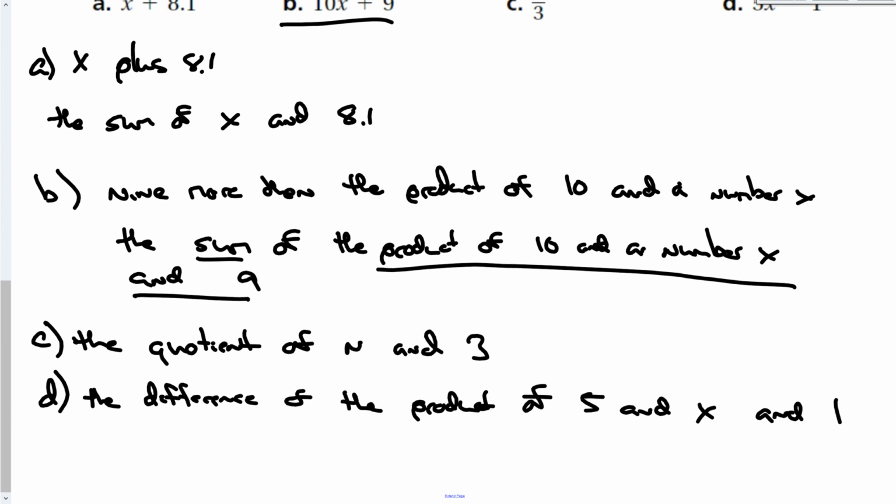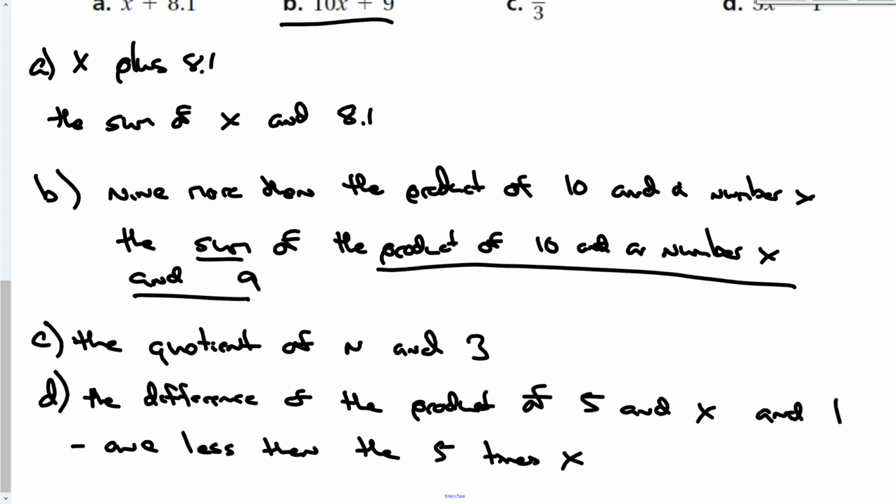Okay? A little bit better way to do it is maybe 1 less than the product. Let's even make this simpler. 1 less than 5 times x. Nice and simple.